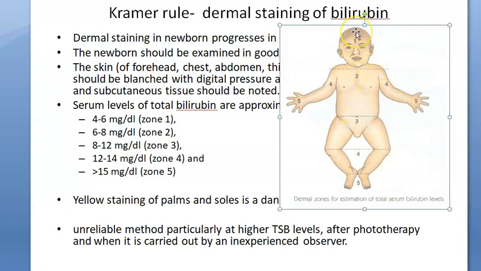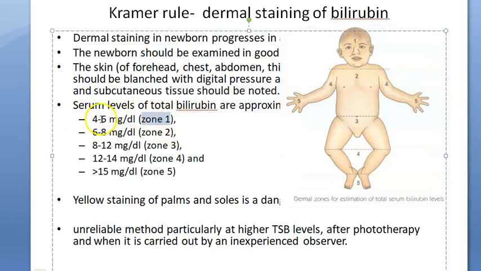Now, if you press on the forehead and leave, then there is a yellow color. In zone 1, if there is yellow color, it is 4 to 6 milligram per deciliter. Just by checking the forehead, you can tell that the bilirubin is more. Now imagine the trunk, the chest: you press, and it is 6 to 8.